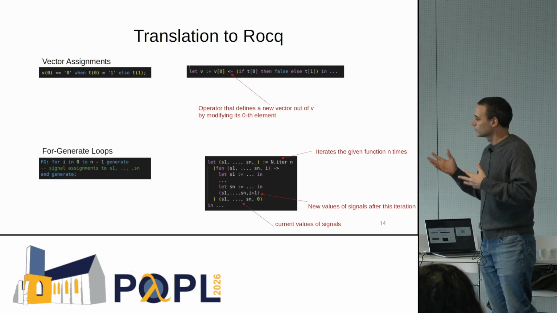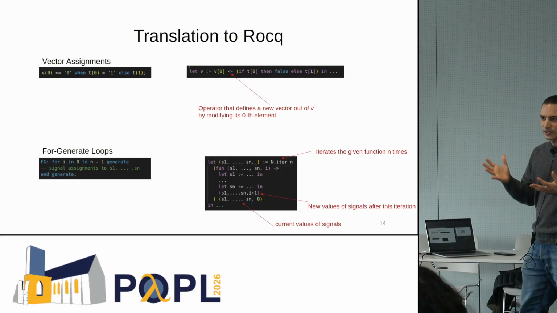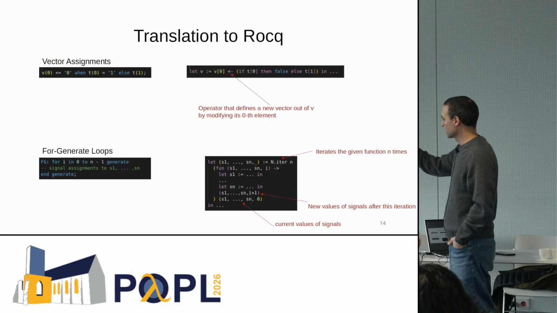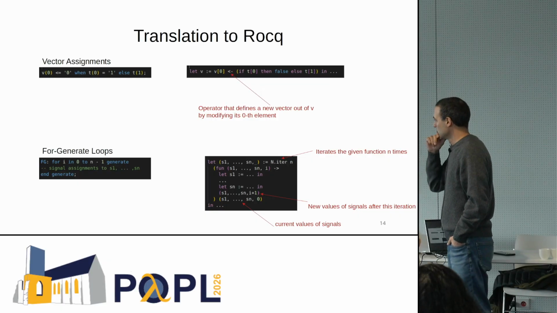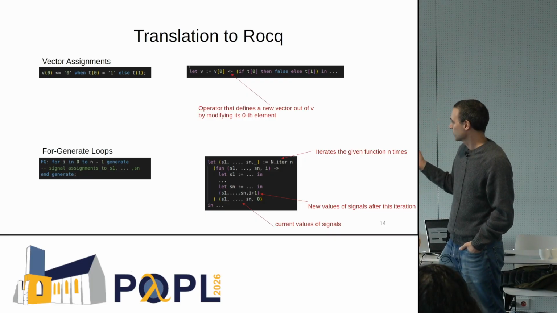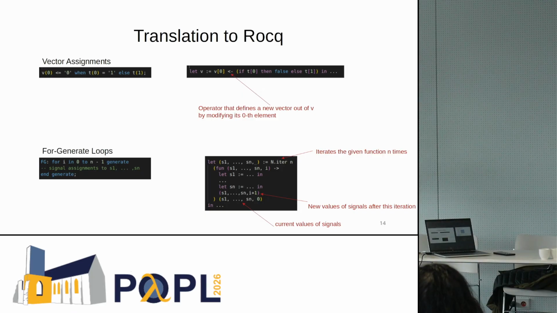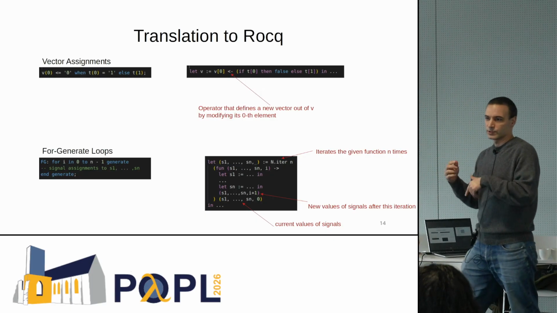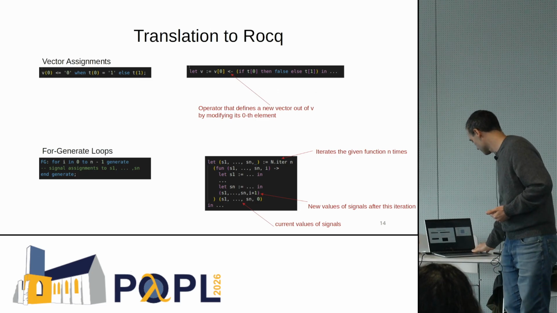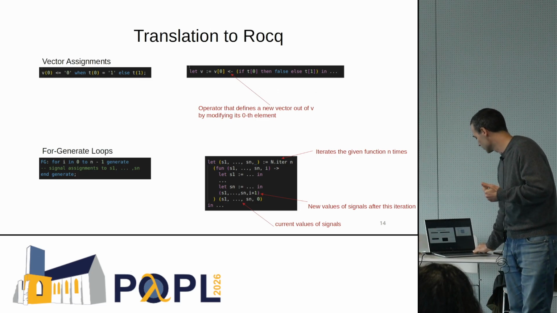And then for generic loops, in functional languages you don't have for loops, but you have iterators. So this is something like a fold left operation. The n.iter will iterate the given function n times, starting from the initial value you give to this function, which is the current values of signals. The function will just emulate one iteration: it computes the next values and returns them. So this is how you would encode a for loop in a functional language.